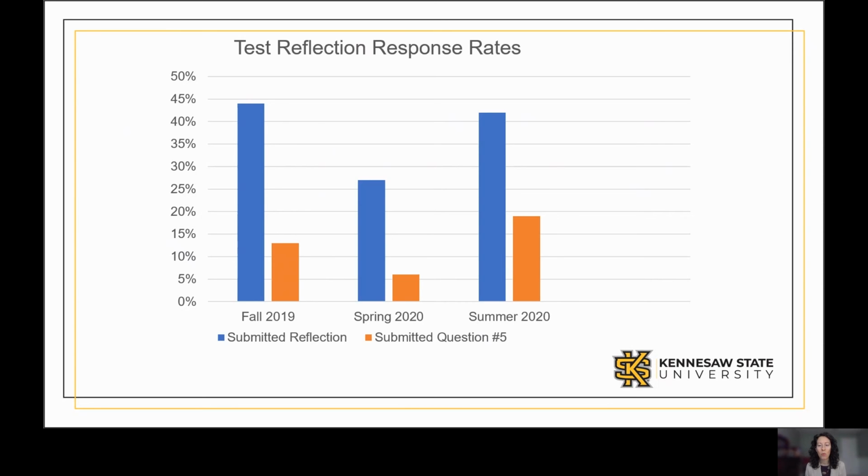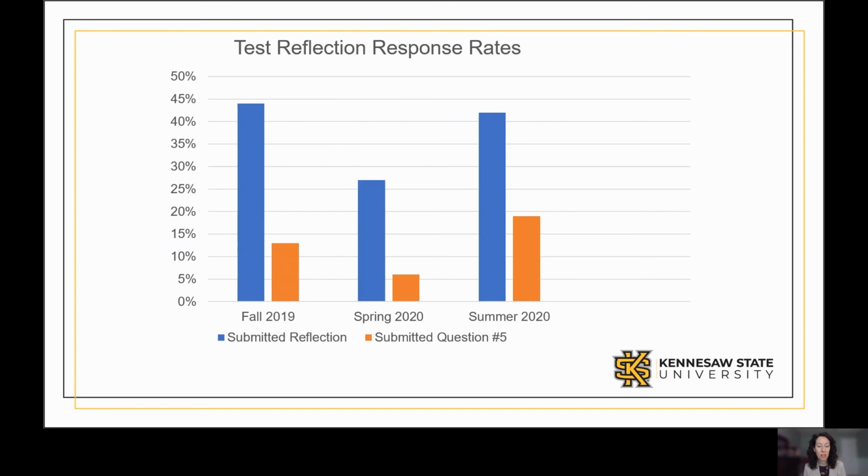The spring of 2020 was when the United States first went into lockdown over the pandemic. It was when our university switched from in-person classes to 100% virtual or online classes within a matter of days, and this was a traumatic event for the students. It was a difficult end of the semester for them, and I think that's why fewer test reflections were submitted.